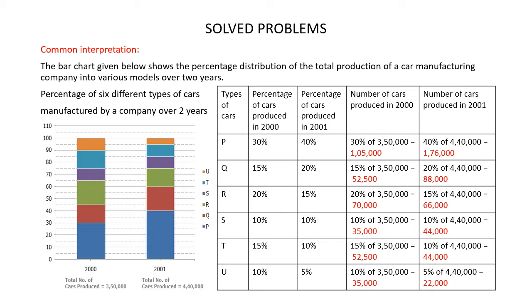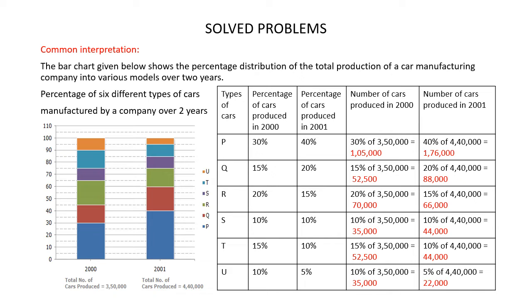Let's move on to purple color. Purple color is for S type of cars. The height of this purple rectangle is 75 minus 65, which is 10%.